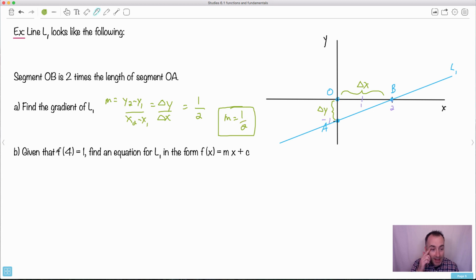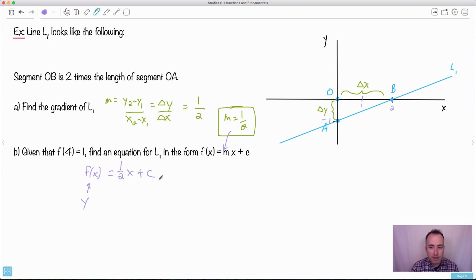Now it says, given that f of 4 equals 1, find an equation in this form. This just means find me a linear equation. All right. Well, let's try it out here. I'll do it in a different color. I need this equation. Instead of looking like y, I'm going to replace that with f of x. That's just like a y, though, so don't worry about it, okay? f of x equals, and we put in our m. We know m. m is 1/2.